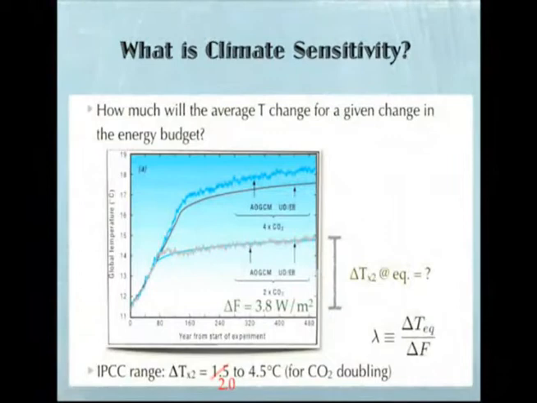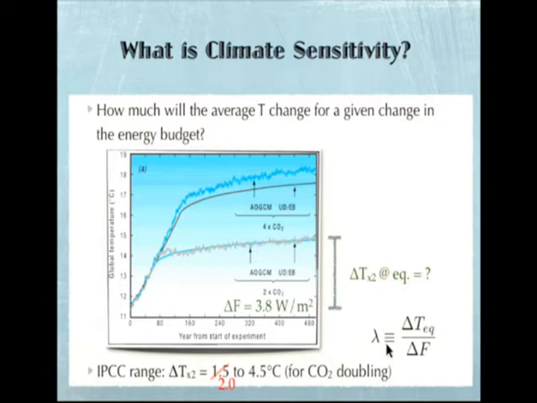If you change the energy budget of Earth by a given amount, you will cause it to heat or to cool. For example, if you double the amount of CO2, calculations show you that you change the energy budget by something like 3.8 watts per square meter. Now, you can plug it into global circulation models, whether you believe them or not, and then see how much the temperature will change. The change in the temperature is the response of the system, and if you look at the ratio between the change in the temperature and the change in the radiative forcing, you get the climate sensitivity.